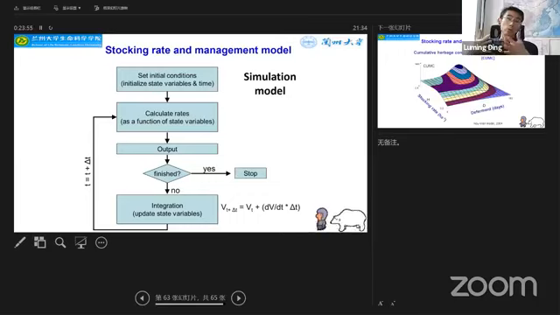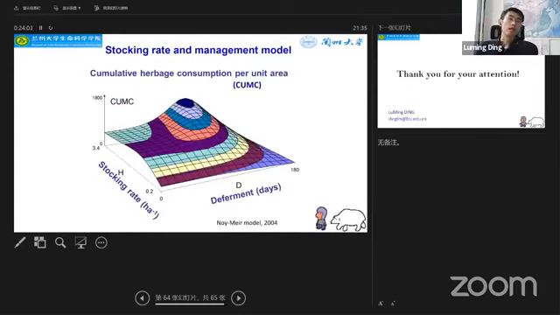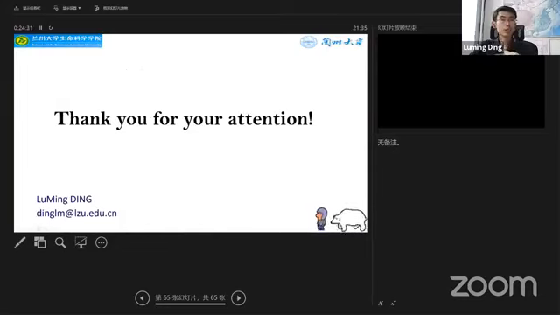Therefore, we need to build some simulation model to help manage the system. So the output is very easy for the manager to see and to make their decisions, such as at different stocking rates and different grazing times to get the higher herd intake. This model is from the Israel Noy-Meir model, this output. Okay, I have to say thanks again. It's my presentation.